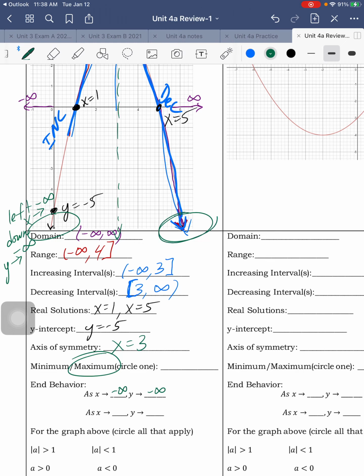The other end of the graph goes to the right forever and down. Thinking about the right on the x-axis, it's going to positive infinity. How far down is it going to go? It's going to go down to negative infinity. So its x value is going to positive infinity, and the y value is going to negative infinity.